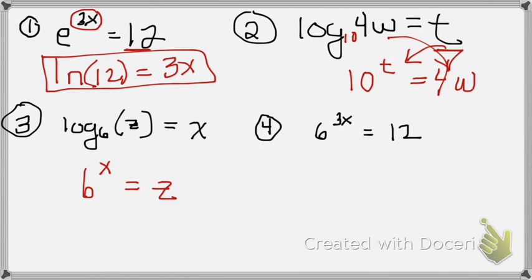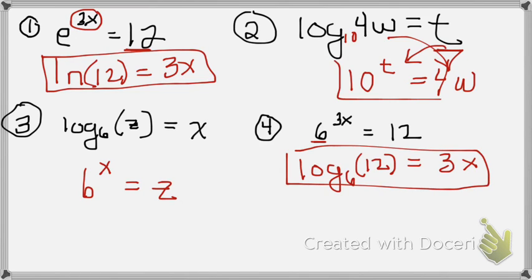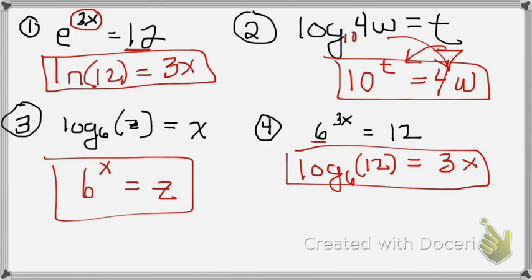Number 4 is in exponential form, so we need to write it in log form. They give you a base of 6, so we can go ahead and write that out. Log base 6 of 12 is equal to 3x. Again, we're not solving, so that's all we are going to do. Every single one of them we flip-flopped, and we had to make sure we had the right bases, the right natural log or common log. That's converting.